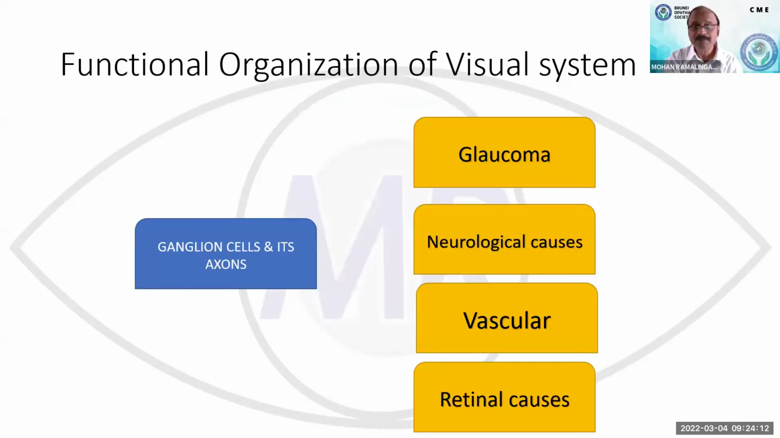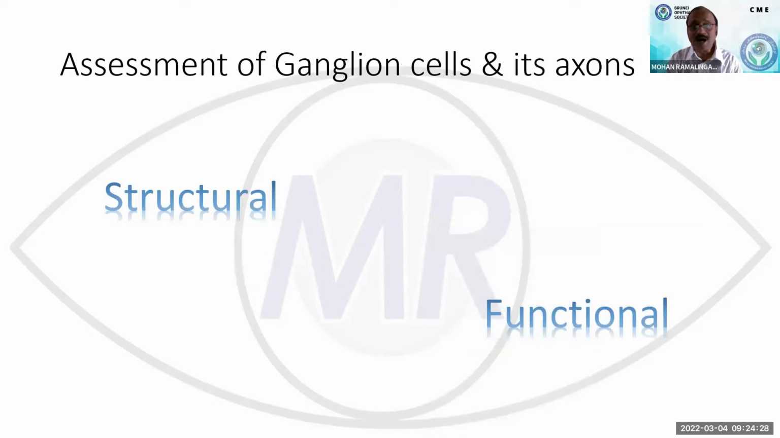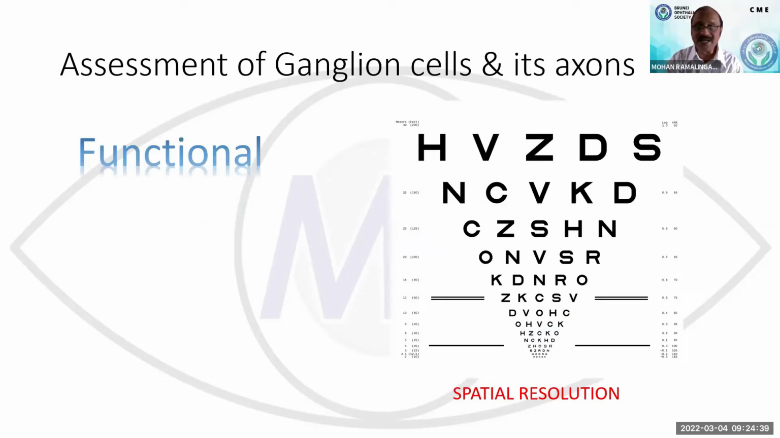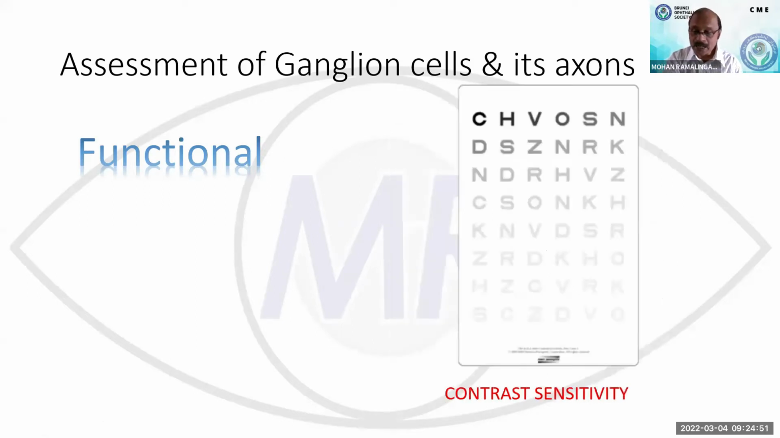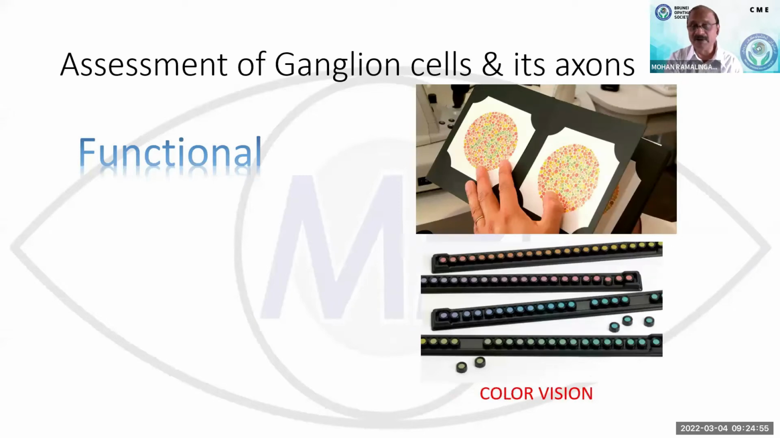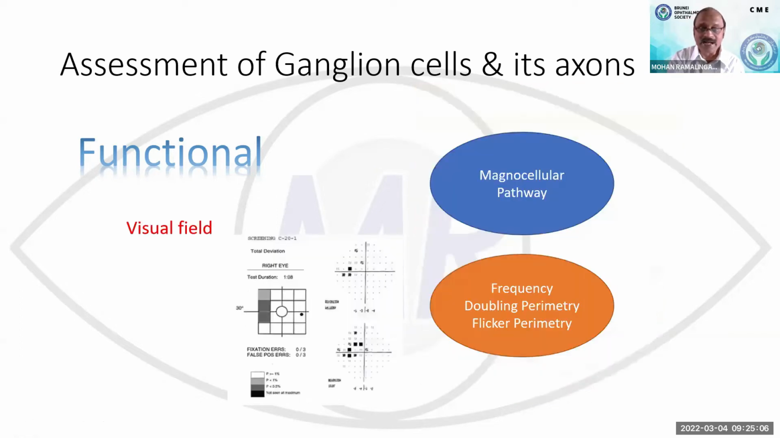Now, we are not interested in that one. The ganglion cells, the hero of today's topic, can get affected by glaucoma, neurological causes, vascular causes, or retinal causes. How do we assess the ganglion cells and axons? There may be structural assessment or functional assessment. Basically, functional assessment is done with the vision chart, the logMAR chart, which gives better spatial resolution and contrast sensitivity. Functional assessment also includes color vision, the Ishihara chart and the Farnsworth test, pupil and fundus examination, and visual field.